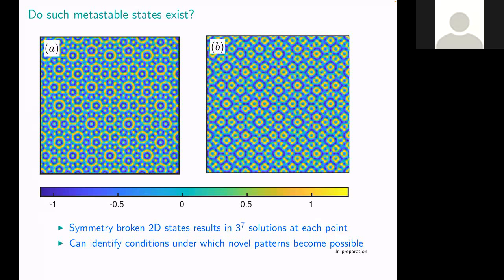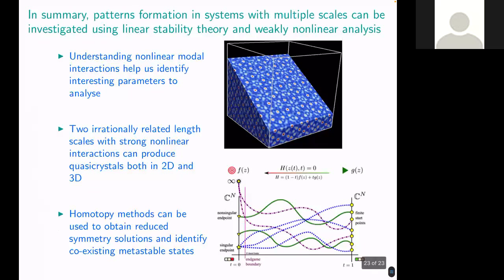So this whole idea, in summary, the third point really is what I'm trying to say now, that homotopy methods can be used to obtain reduced symmetry solutions and identify interesting parameters where we can probably go back and probe with more detailed models. Like in soft matter, you can do molecular dynamics simulations. In Faraday wave equations, we can actually simulate the proper equations instead of this simple PDE and so on.